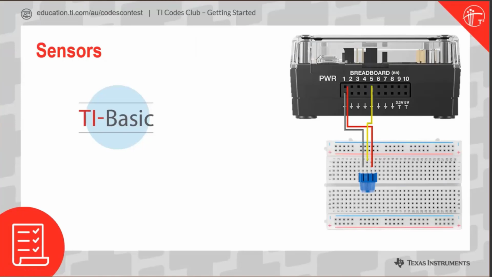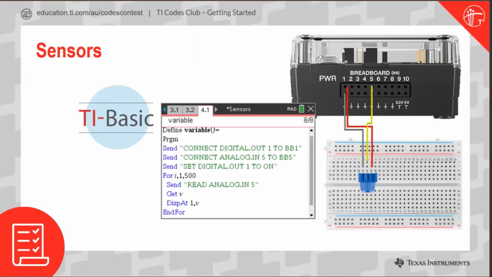So what does the program look like? Let's have a look. You'll see the program's a little bit more complicated, but not too bad. I've sent a digital out to breadboard 1. Digital because I'm only interested in it being on or off. So 0 volts or 5 volts if you like. And then I've sent a connect analog. And that's my reading one. And I've said that is an input on port 5 or breadboard port 5.